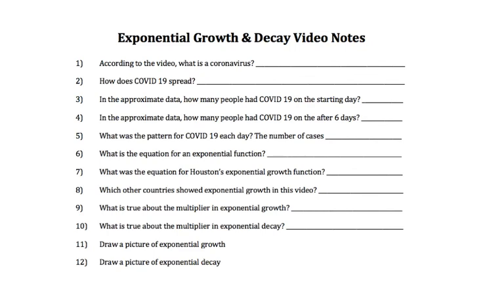Question 5, what was the pattern for COVID-19 each day? The number of cases did what? Did they double? Did they triple? Did they quadruple? What happened in my Houston approximate data for my pattern in that table? Question 6, what is the equation for an exponential function? It's y equals something, something raised to the x. What was the equation for Houston's exponential growth function that we talked about in my example?